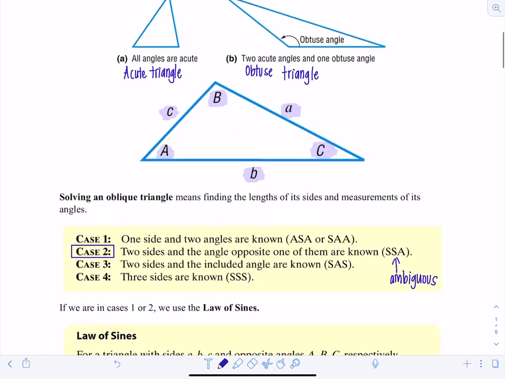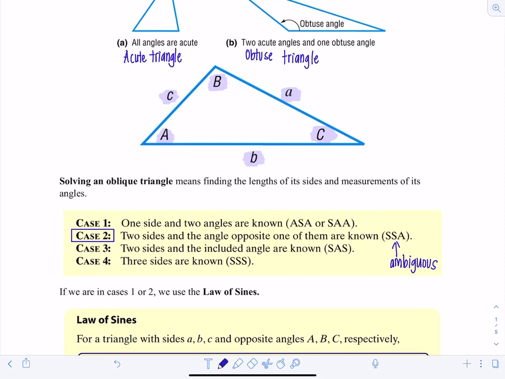Case 3, they give you 2 sides and the included angle are known, so side, angle, side. That's different than the case above because for case 2, you're given 2 sides in a row and 1 angle. For case 3, let's just draw something, you would be given this side, and the angle between them. That's different than case 2 because in case 2 you have 2 sides and then the angle opposite one of them. And then case 4 is that all 3 sides are known, side, side, side, but no angles.